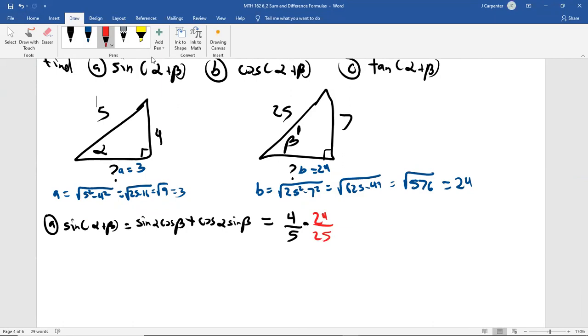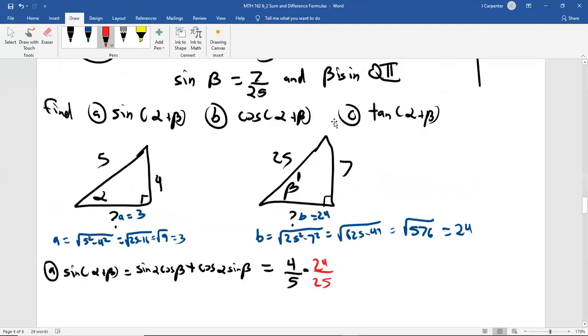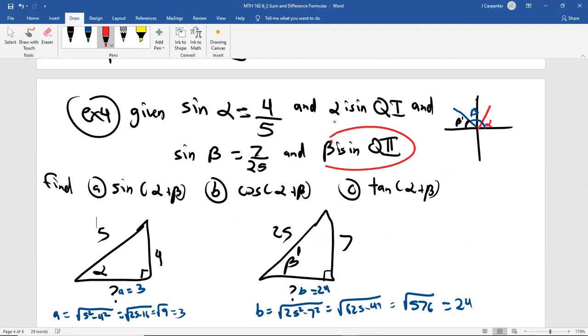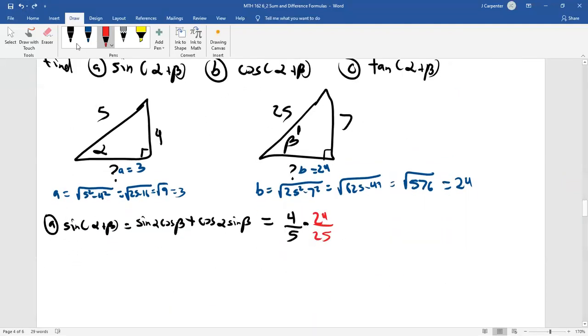Why is that wrong? Why is it not 24 over 25? Because as a reminder, beta is in quadrant 2. It's over here. In quadrant 2, the pluses and minuses for sines, cosines, and tangents can change. Sines are positive, cosines are negative, tangents are negative. So because we're dealing with a cosine, cosine is negative in quadrant 2. So we're going to want to make that little note somewhere. So that's why this 24 over 25 is wrong, because cosine is negative in quadrant 2.